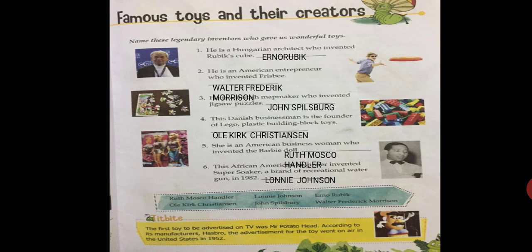Number two, he is an American entrepreneur who invented Frisbee. Who is this person? The name of that person is Walter Frederick Morrison. Walter Frederick Morrison invented the Frisbee. He is an American entrepreneur. Number three. He is a British map maker who invented jigsaw puzzles. What is the name of this person? The name of the person is John Spilsbury. He is actually a British map maker who invented jigsaw puzzles.